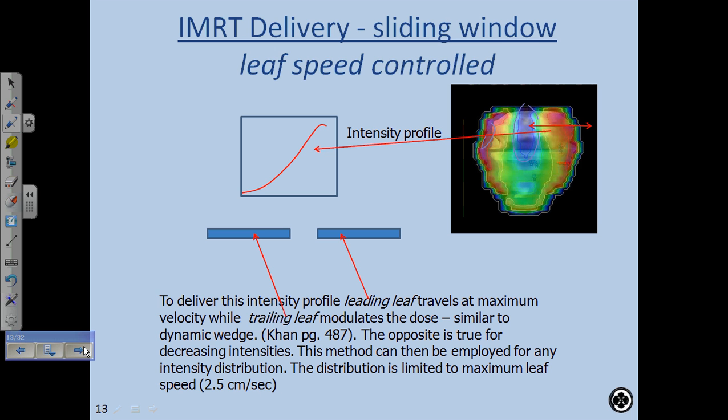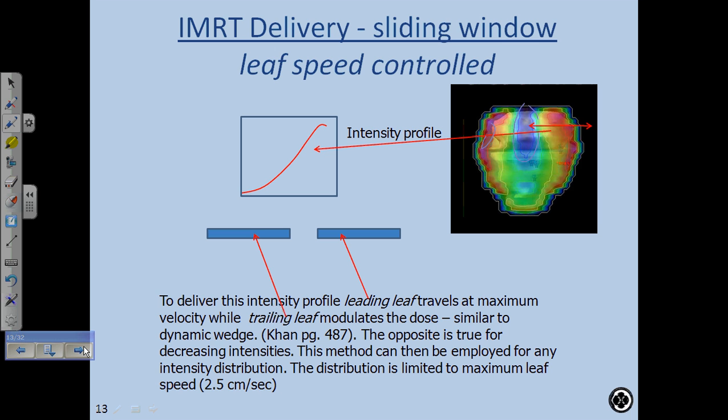Well, to deliver this intensity profile, remember, the leaves are moving in this direction. The leading leaf travels at a maximum velocity while the trailing leaf modulates the dose. So this leaf here is going to fly across the field to get to the other side and make room for this one, and this one's going to be doing all the work. This leaf is going to be doing the modulation of intensity. And the dose rate and the speed of this leaf is going to determine the shape of that curve.